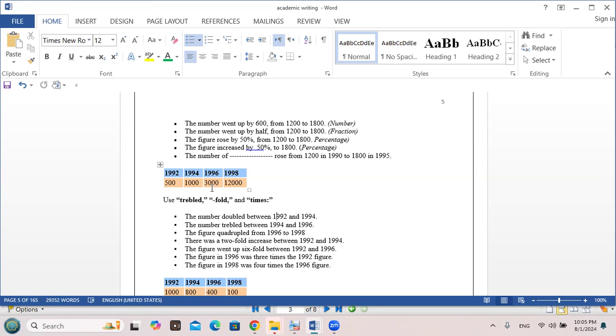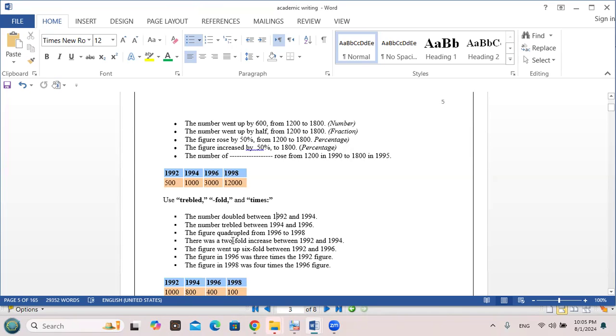So sometimes you can write this structure one time, and then you can write this structure one time, and so on. Quadrupled means increased 4 times. Again, in 1996, it was 3,000. In 1998, it was 12,000. So here we have another way. You can write there was a twofold increase.